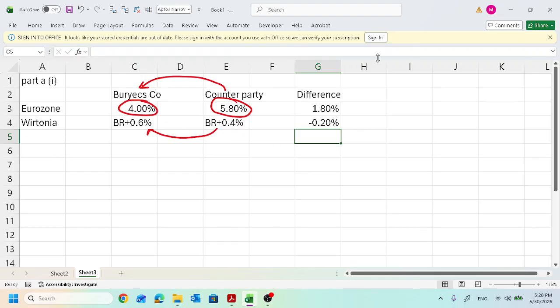Then you get the difference of differences. That means these two you have to minus. So first value minus second value. You get 2%.